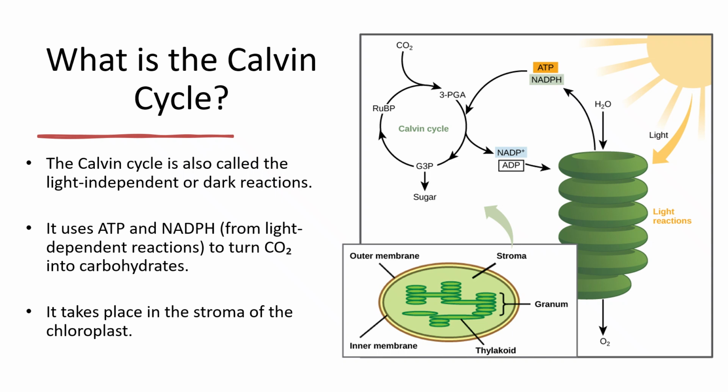The Calvin cycle uses ATP and NADPH from the light-dependent reactions to power the conversion of CO2 into sugars. It takes place in the stroma of the chloroplast. Even though it's sometimes called the dark reactions, it's not really about darkness. It's about not needing light directly.